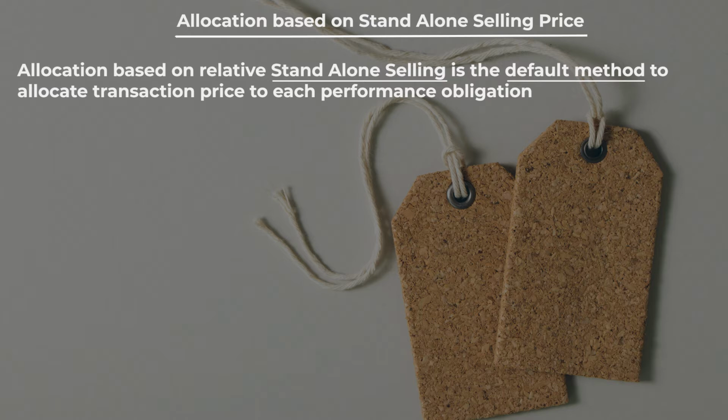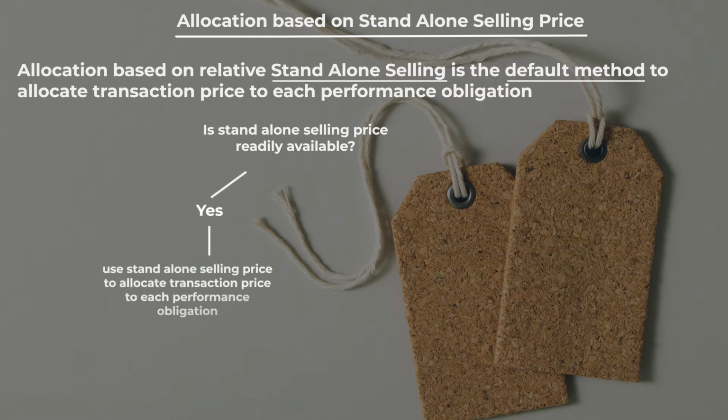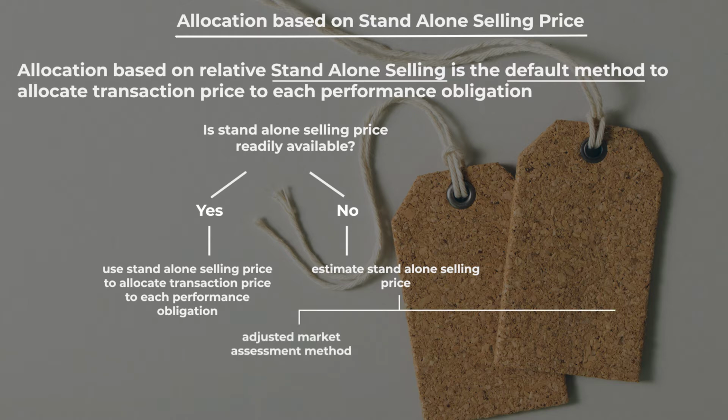So the approach is like this. Ask if a standalone selling price is readily available. If the answer to this question is yes, then use the standalone selling price to allocate the transaction price to each performance obligation. If the answer is no, in that case, you will need to make an estimate of the standalone selling price, and Standard has suggested three approaches to do this estimate: adjusted market assessment method, cost plus margin method, residual method.